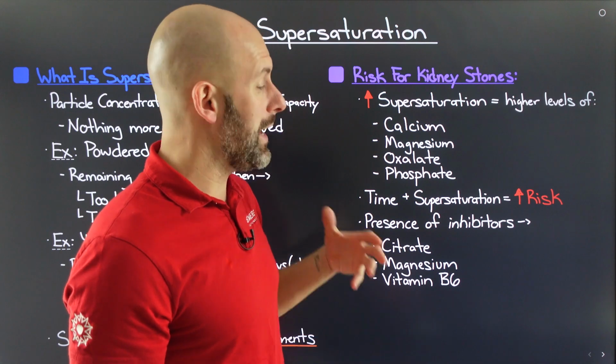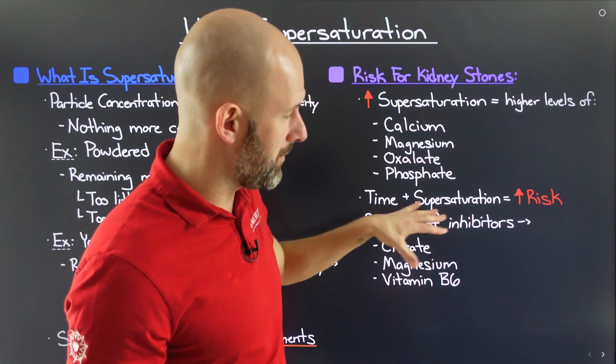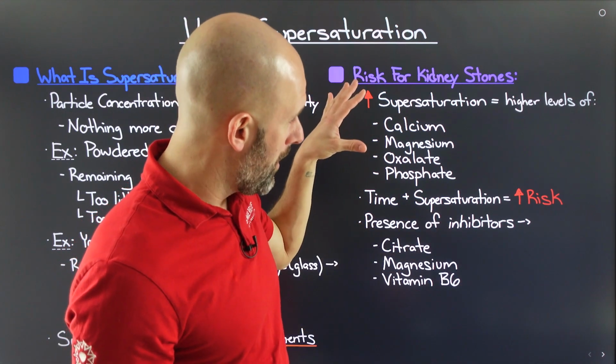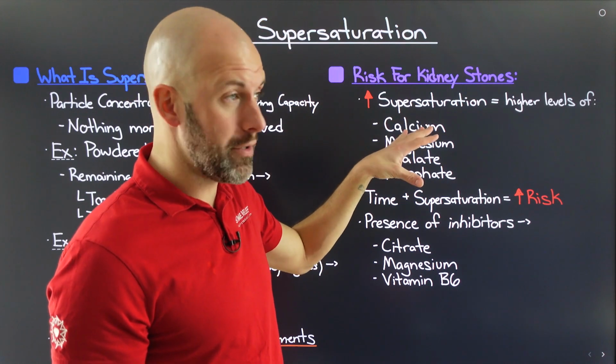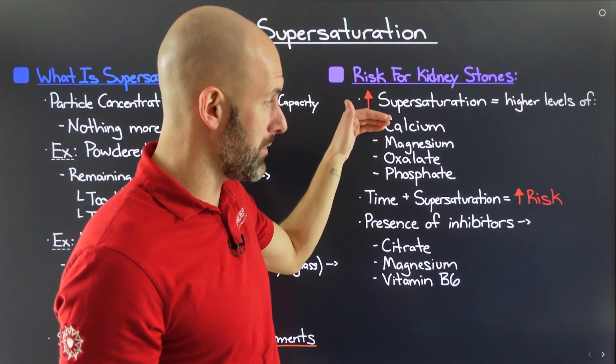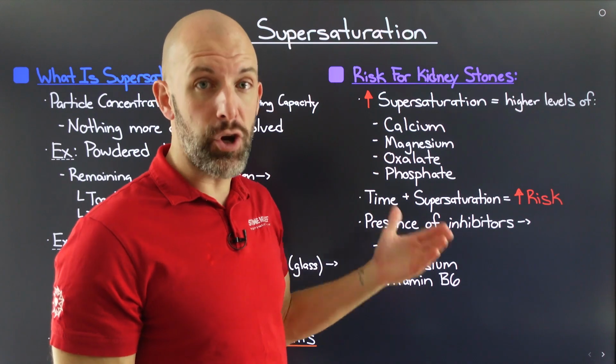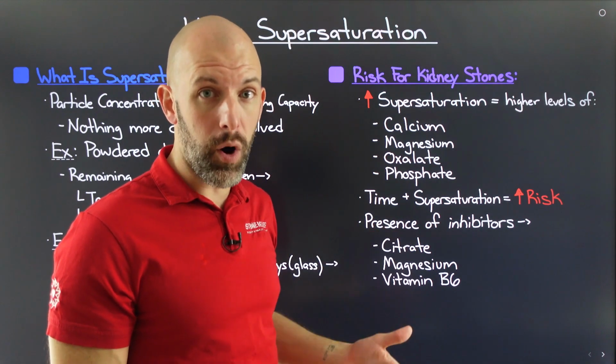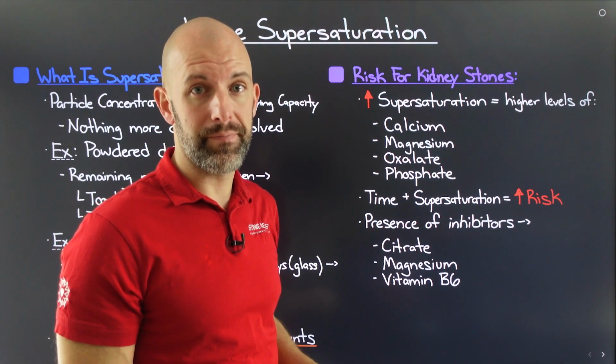But again, in general, in the absence of the inhibitors, the more highly supersaturated your urine is with things like calcium or oxalate or calcium and phosphate, the generally higher risk that you are for forming kidney stones.